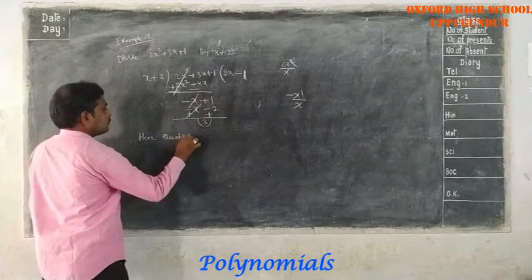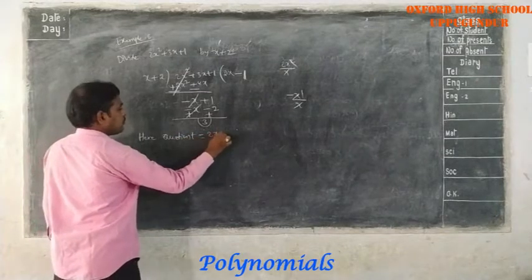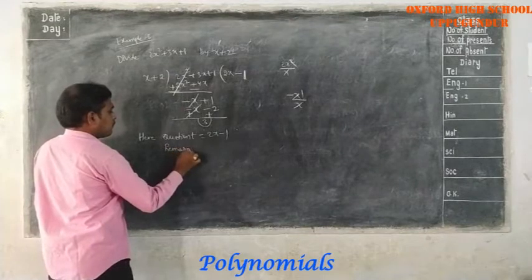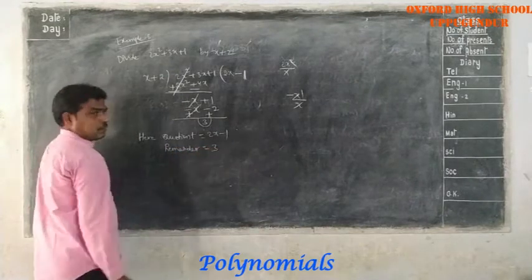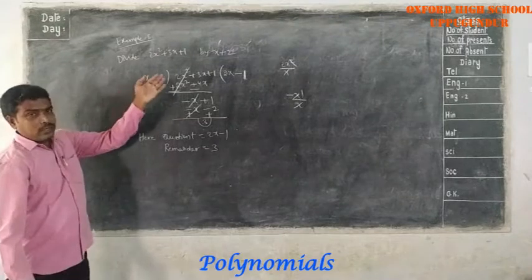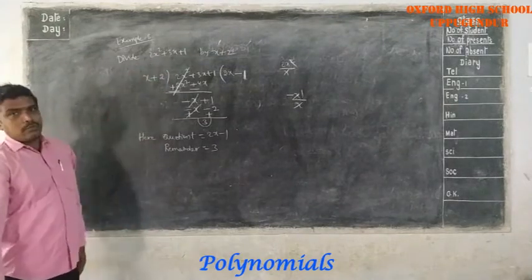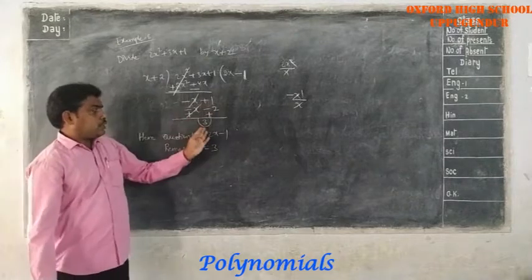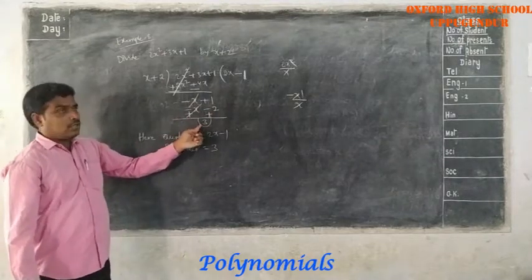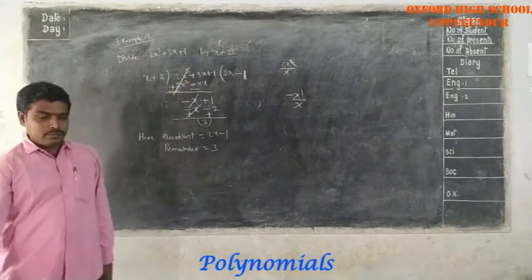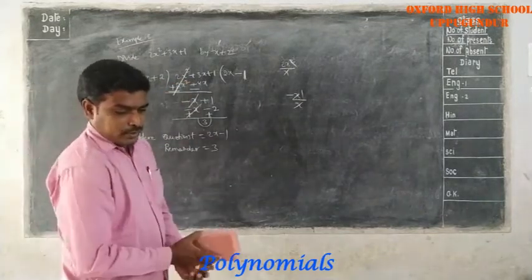Quotient equals 2x minus 1. Remainder equals 3. In this way you can divide any polynomial with another polynomial, and you get the quotient and remainder. Suppose this remainder is 0, then the divisor is called a factor of this dividend. So this is about example 8.